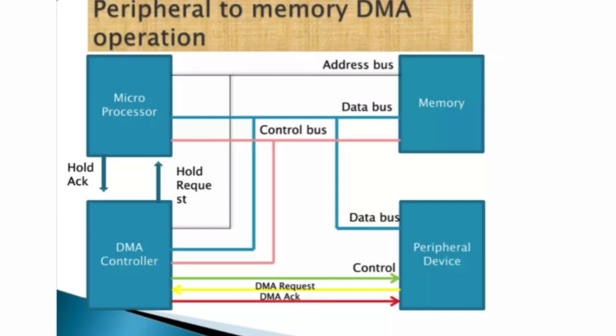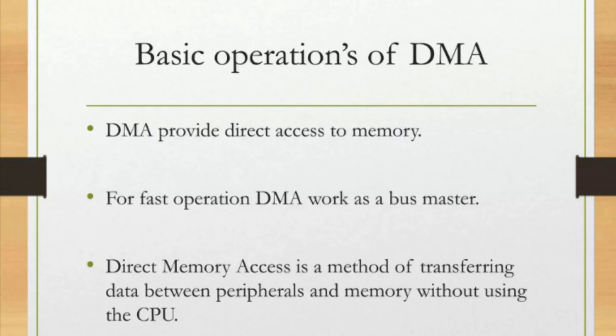Peripheral to memory DMA operation. Address bus. Microprocessor. Hold ACK. DMA controller. Hold request. Control bus. Data bus. Memory. Data bus. Peripheral device. DMA request. DMA ACK. Control. Basic operations of DMA.